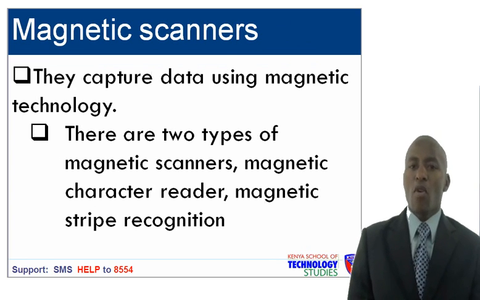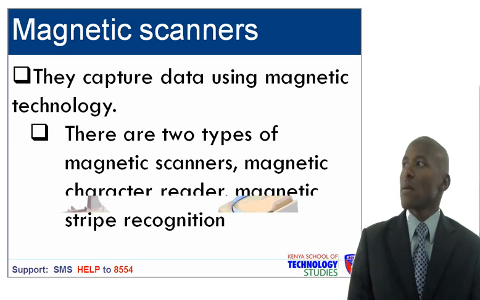The other type of scanners is magnetic scanners. They capture data using magnetic technology. There are two types of magnetic scanners. The first one is magnetic ink character recognition, and also we have magnetic stripe recognition.